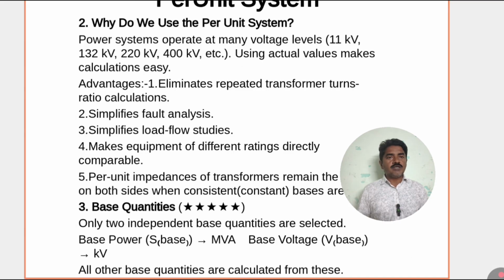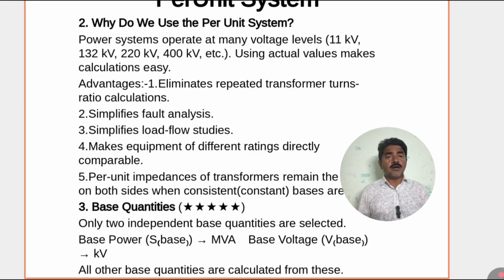Why do we use the per unit system? The per unit system is used for different types of voltages, that is 11 kV, 130 kV, 220 kV and 400 kV, etc. By using per unit values instead of actual values, the calculations are made easy.